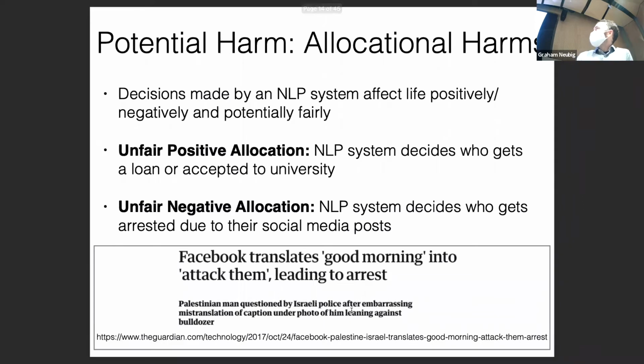Another potential harm is something that's called allocational harm in a lot of the literature on the topic. Basically, decisions made by an NLP system can affect people in different ways.